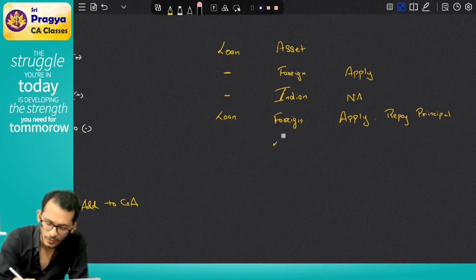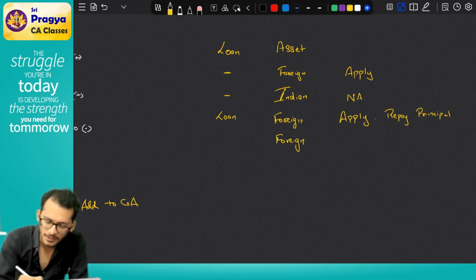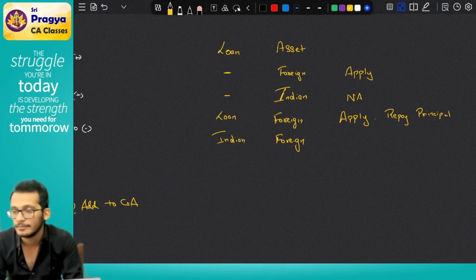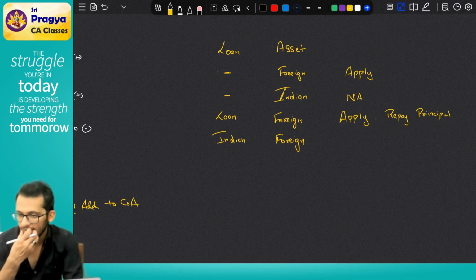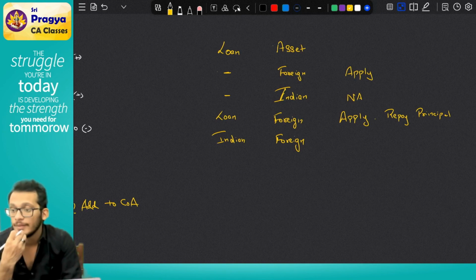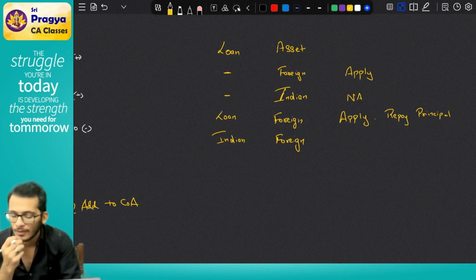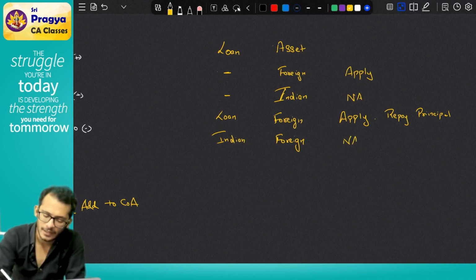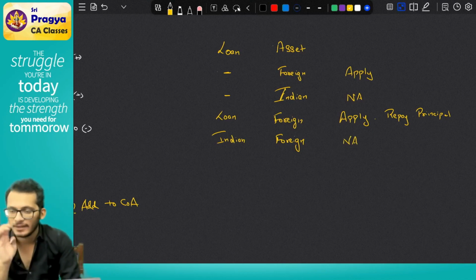Next, I am saying, Rahul, I have taken an asset from foreign. But the loan is Indian. Will the section apply? Not apply? No. Why? Understand, it is again not applicable. Why, Rahul, it is not applicable? You have taken the loan in Indian currency. If you have taken the loan in Indian currency, you will make the payment to the foreign person that day itself.